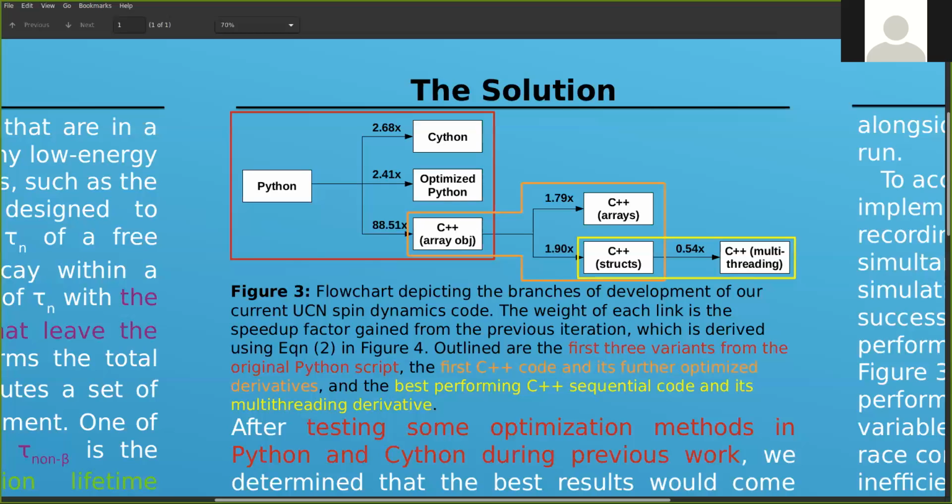In the end, we now have a neutron spin dynamics simulation code that is now 168.6 and 91.5 times faster in sequential and parallel versions, respectively, than it was in Python.